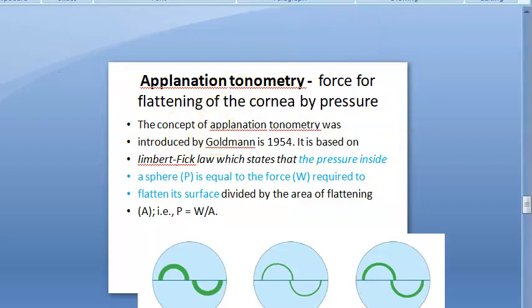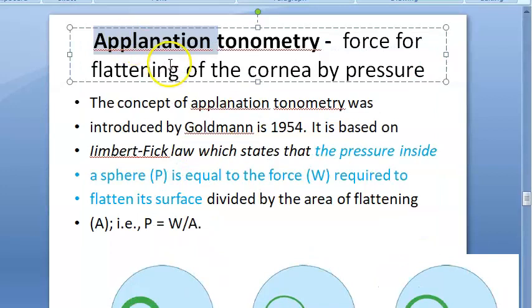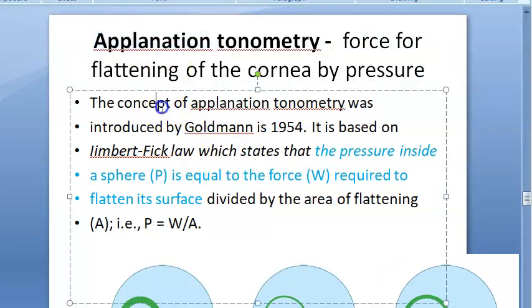Okay, so Applanation Tonometer, this word applanation usually refers to tonometry only. Have you seen this word applanation anywhere else? Let us know if you have heard. So basically this was a technique introduced by Goldmann in 1954. It is based on the Imbert-Fick law. It states that the pressure inside the sphere is equal to the force required to flatten the surface.